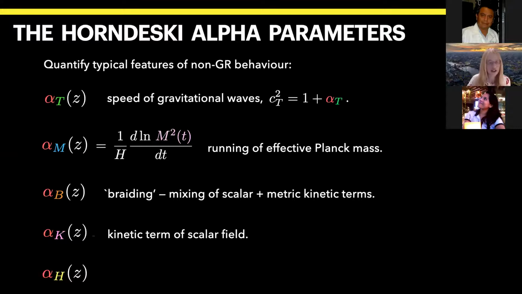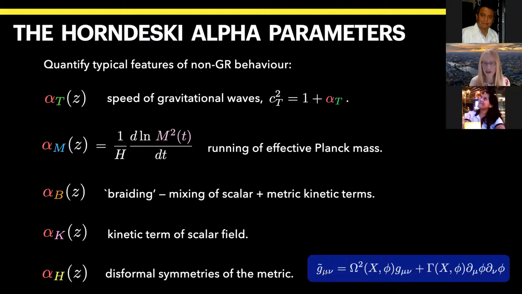And this extension of the action is reached by doing a disformal transformation. If you don't know what a disformal transformation is, it's a bit like a super version of a conformal transformation. So quickly in cartoon form, if you transform your metric by a function, let's call it omega squared, that's a conformal transformation. And when you have an extra scalar field kicking around in your universe, you're allowed to add this term here that contains its derivatives, and that makes it into a disformal transformation.